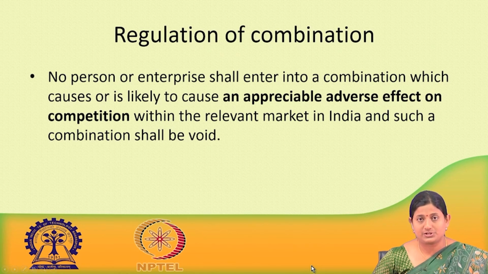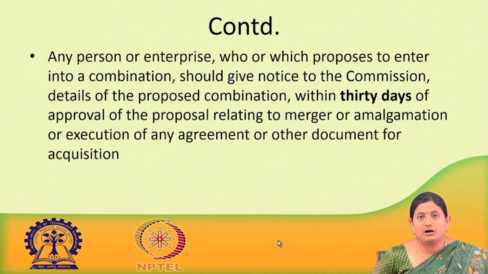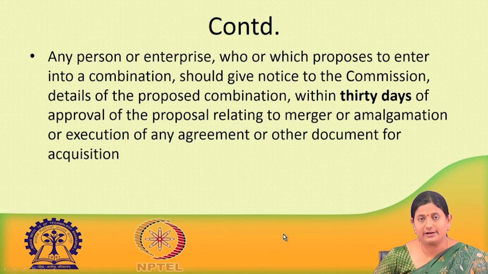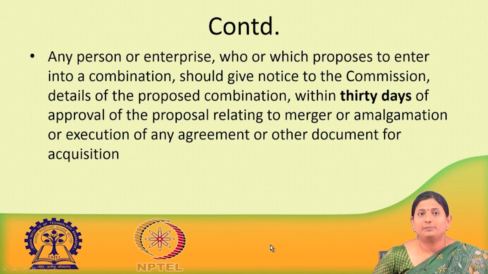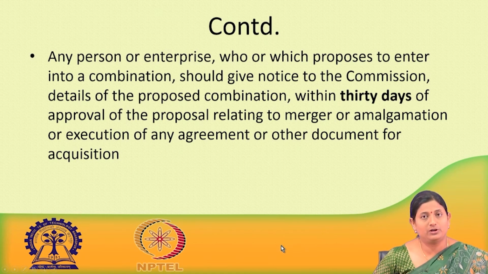Section 5 gives the threshold levels for the various combinations of firms or enterprises, and Section 6 lays down the provisions for how the combination should be regulated. We will discuss this in coming slides. If certain firms or companies want to enter into a combination, the very first step, if they fall under the defined threshold level specified in Section 5, is that the person or enterprise which proposes to enter into a combination should give notice to the Competition Commission of India within 30 days of approval of such proposal.